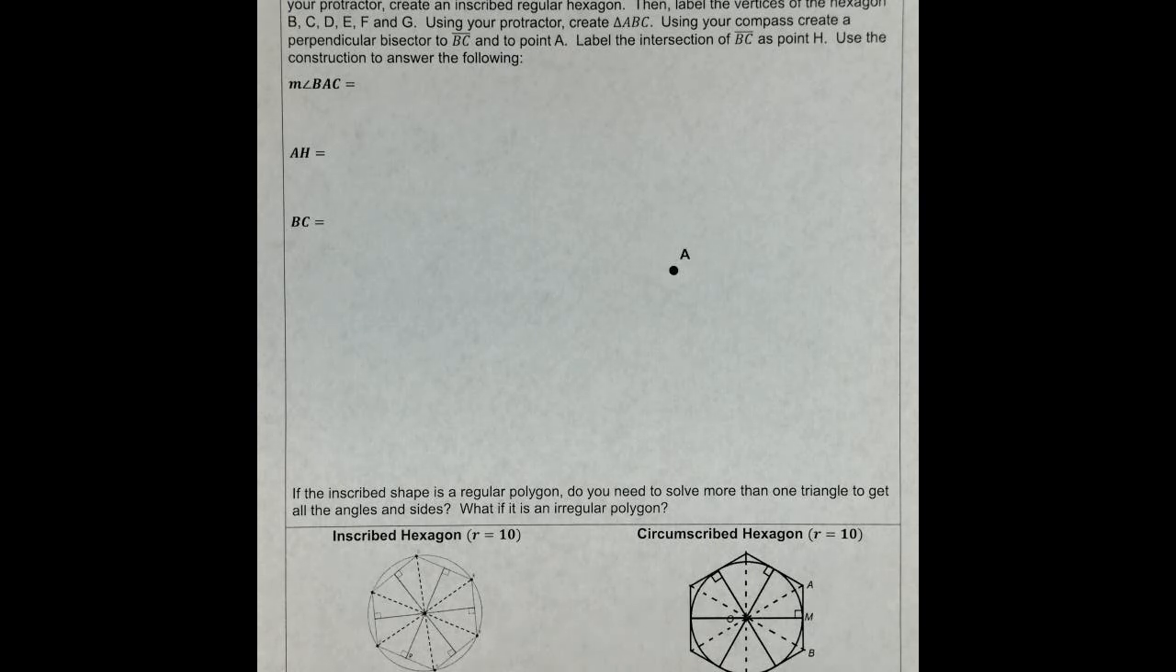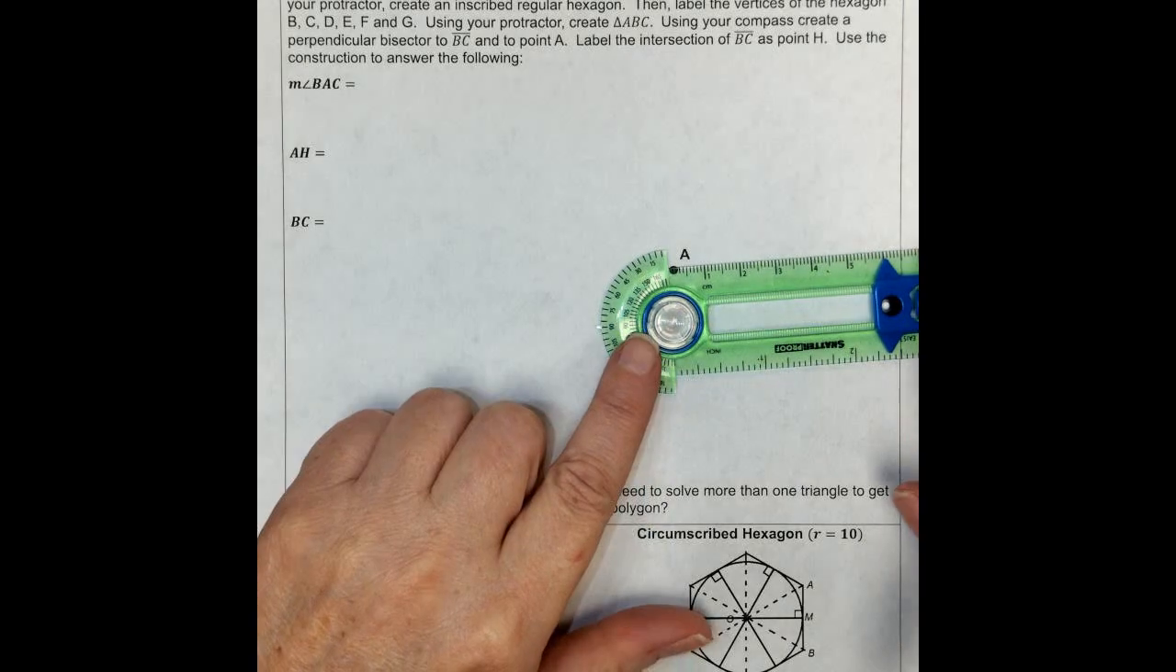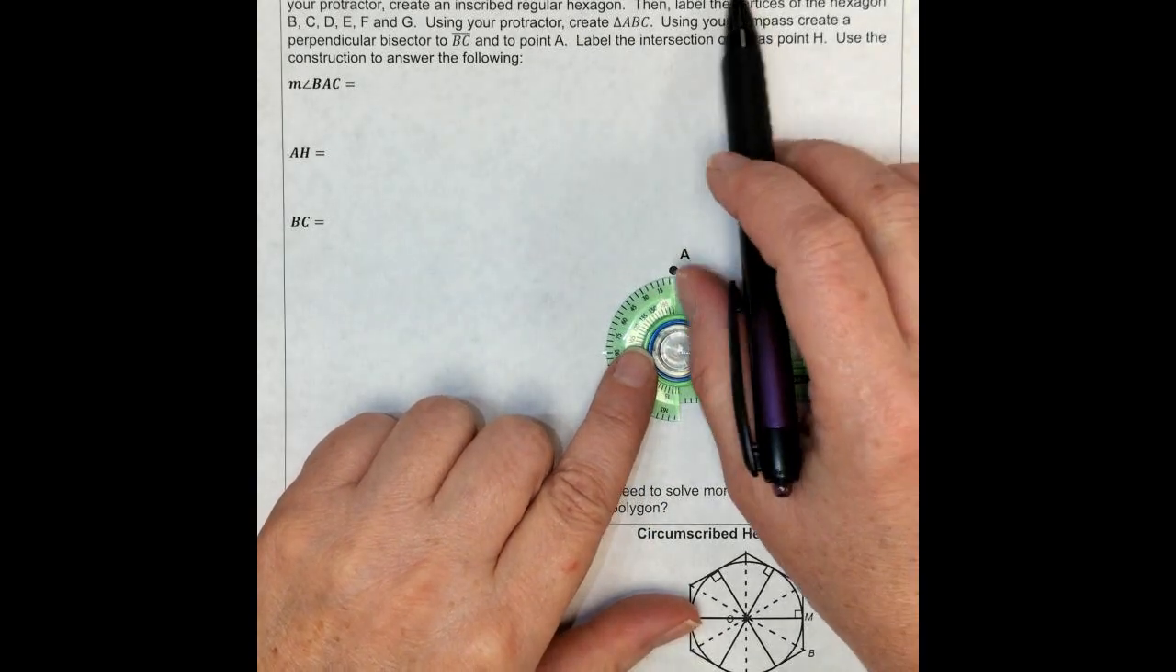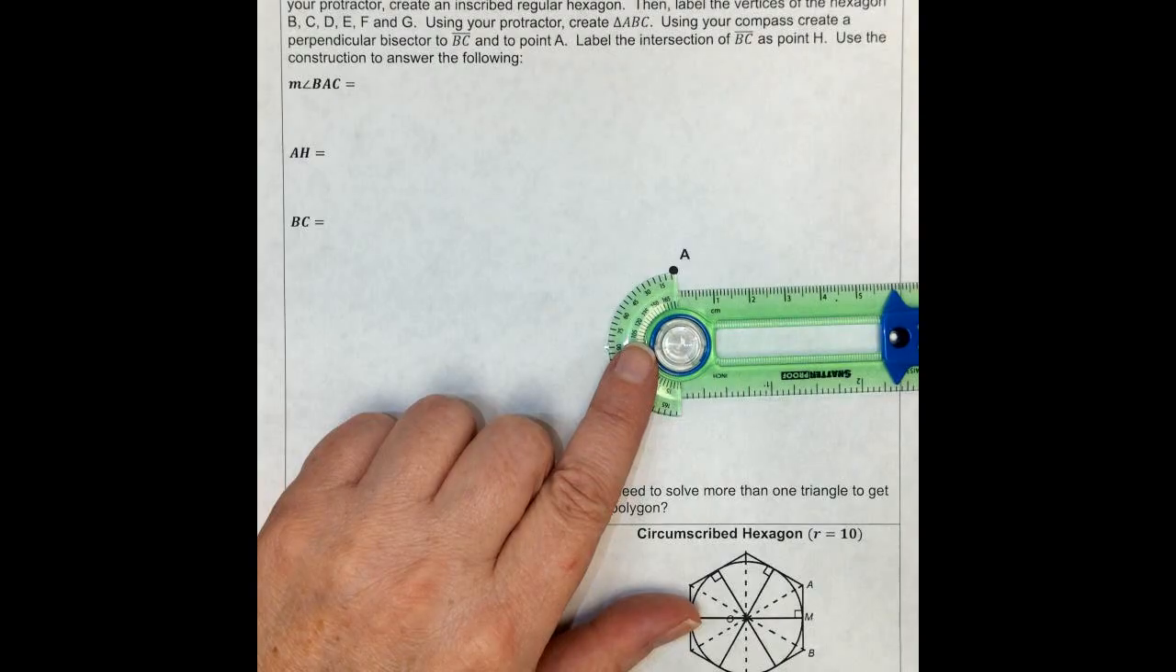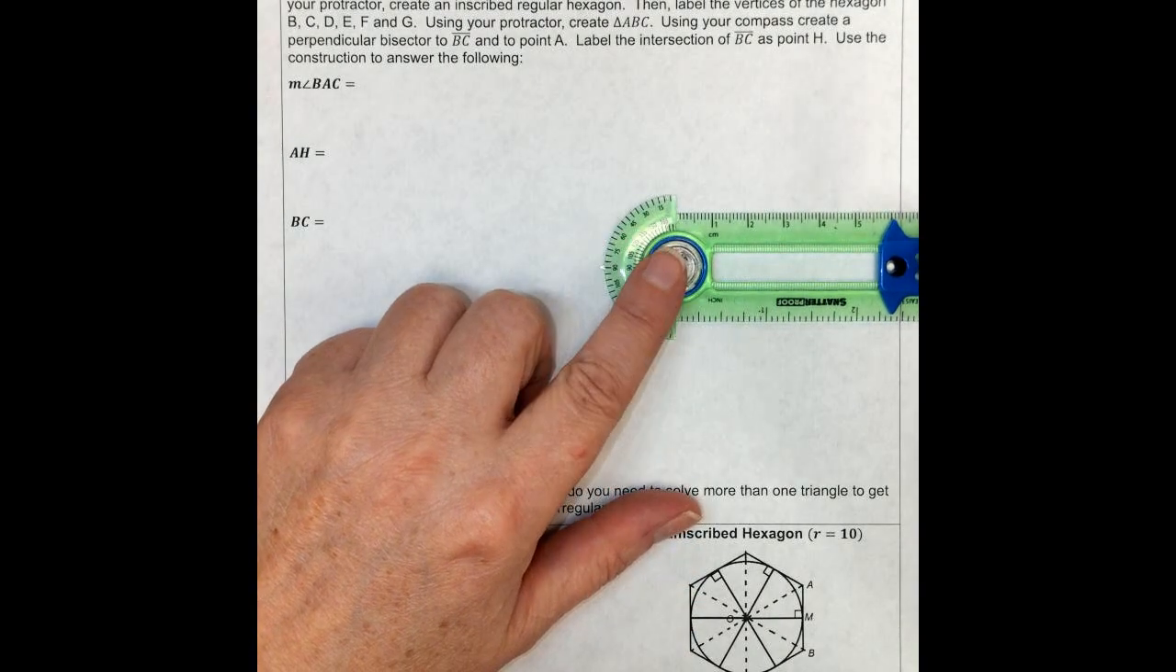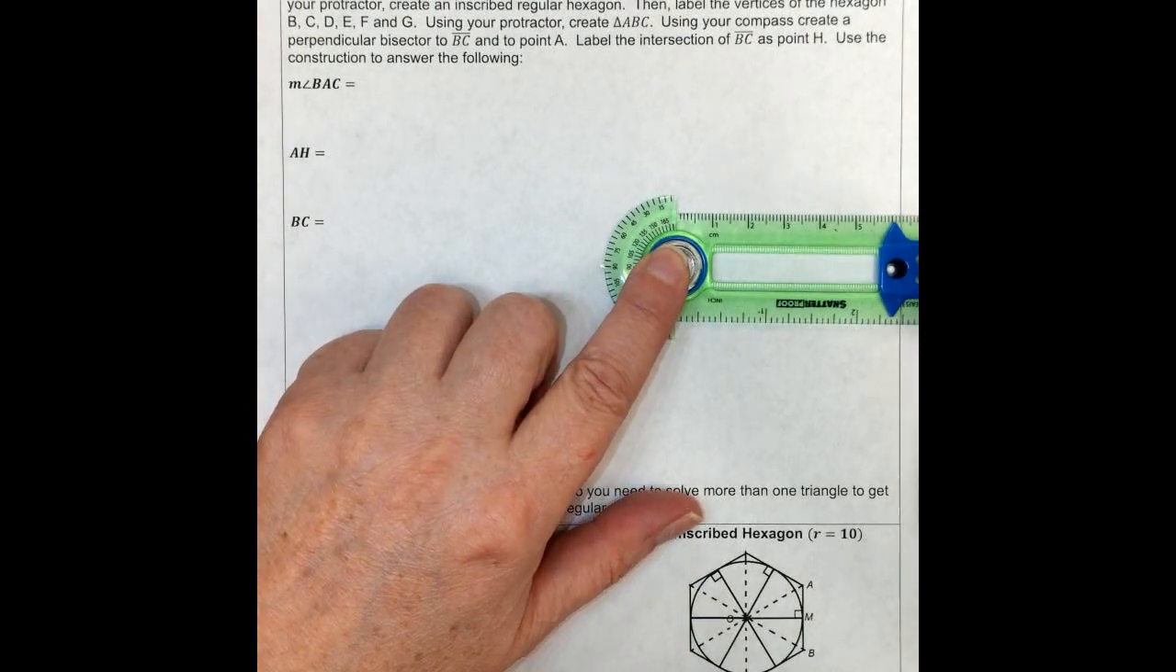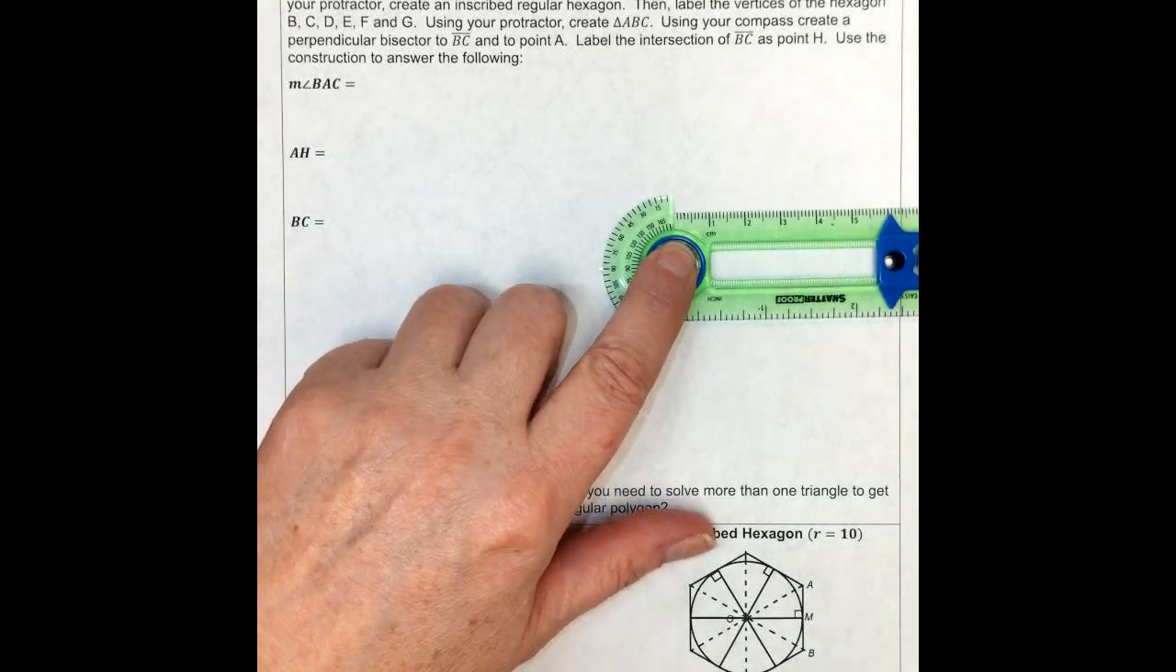Alright, students. Today we're going to talk about inscribed and circumscribed polygons. So we're going to do a construction of an inscribed hexagon here. The first thing we need to do is create a circle with a diameter of 12 centimeters. Well, this says diameter, so that means that the radius is going to be 6 centimeters. So we're going to create a circle with a radius of 6 centimeters.